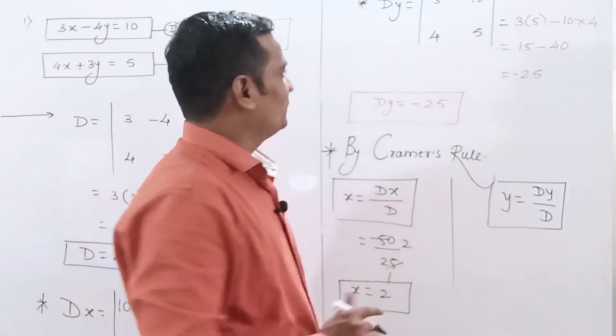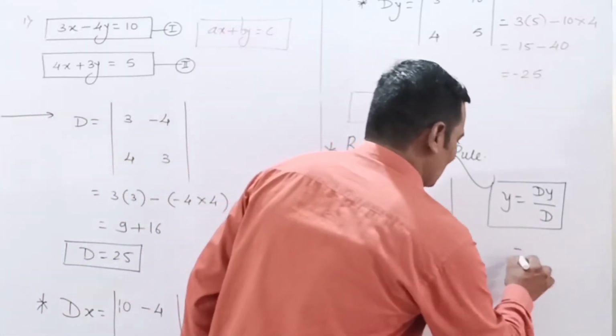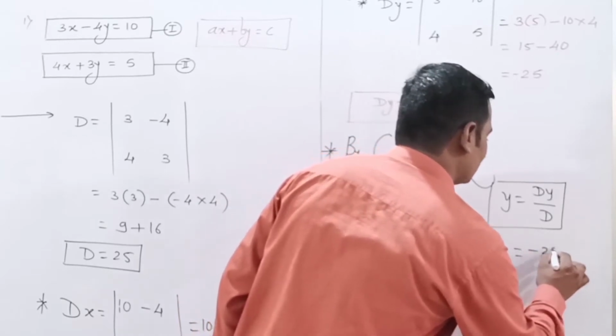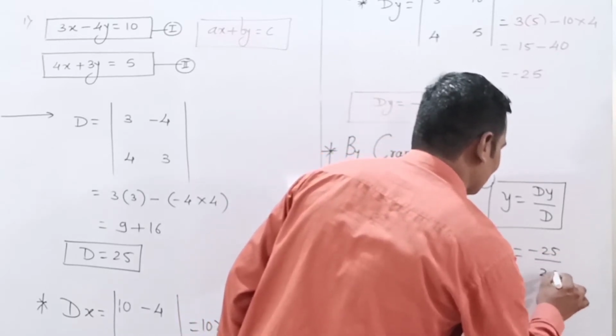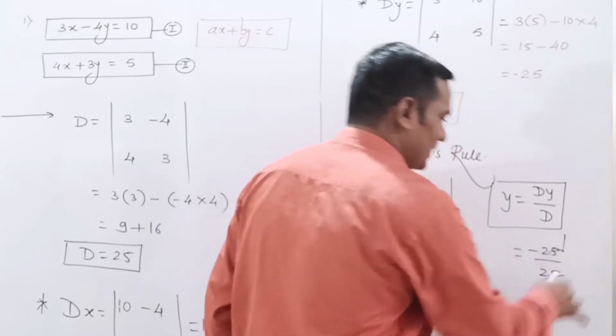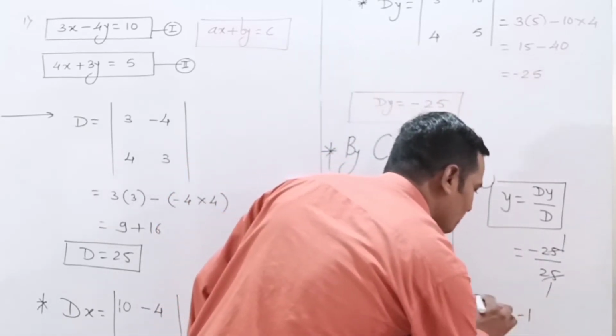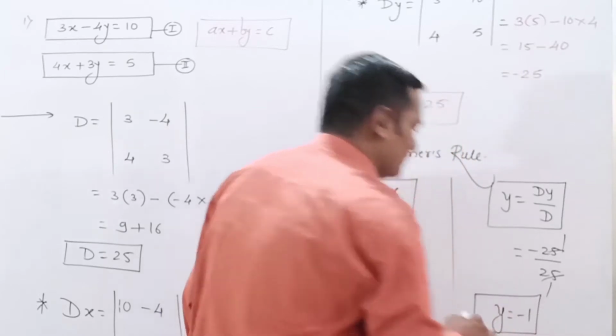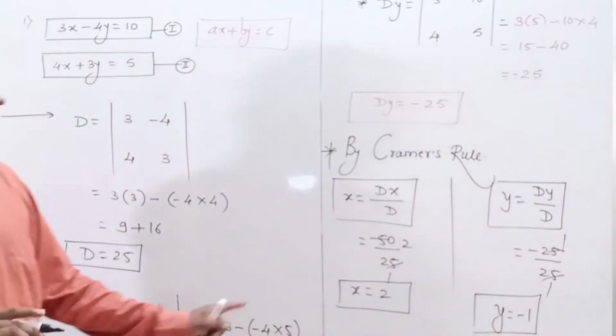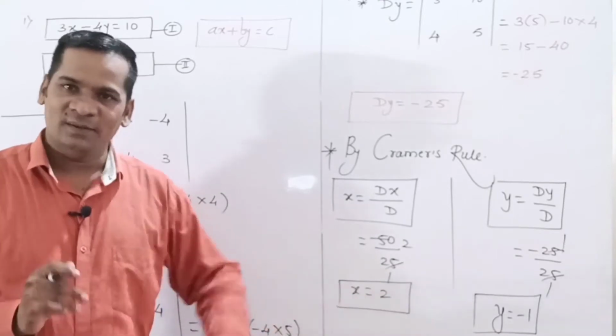Okay, now here it is. So dy is equal to how much? That is minus 25 upon 25. So 25 ones are 25, 25 ones are 25. So y is equal to minus 1. In this way, we can easily find the values of the x and y variables.